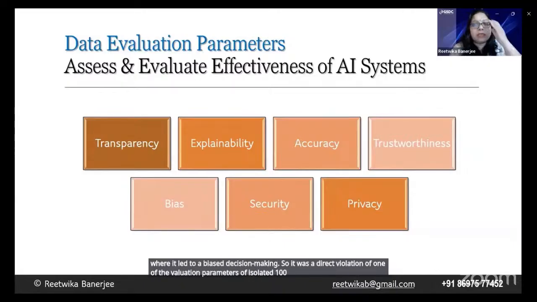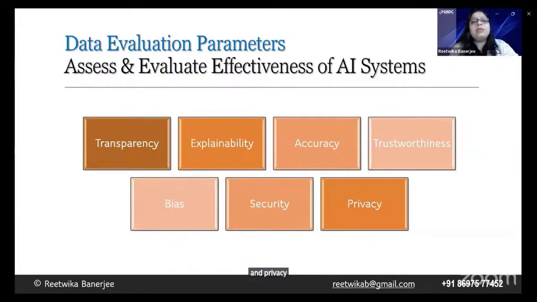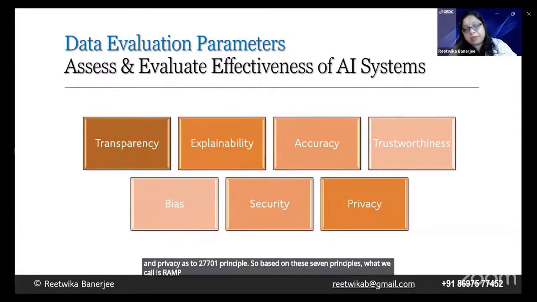And then security and privacy. Security is where we are talking about business critical information, and privacy where we're talking about personal data. Security and privacy are typically ISO 27001 principles, and privacy is ISO 27701 principles. So based on these 7 principles, all the data evaluation parameters of ISO 42001 are built.